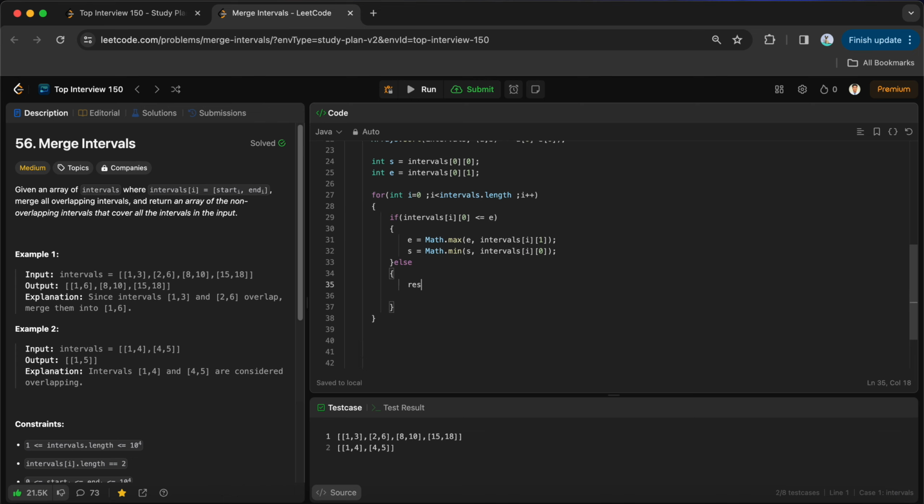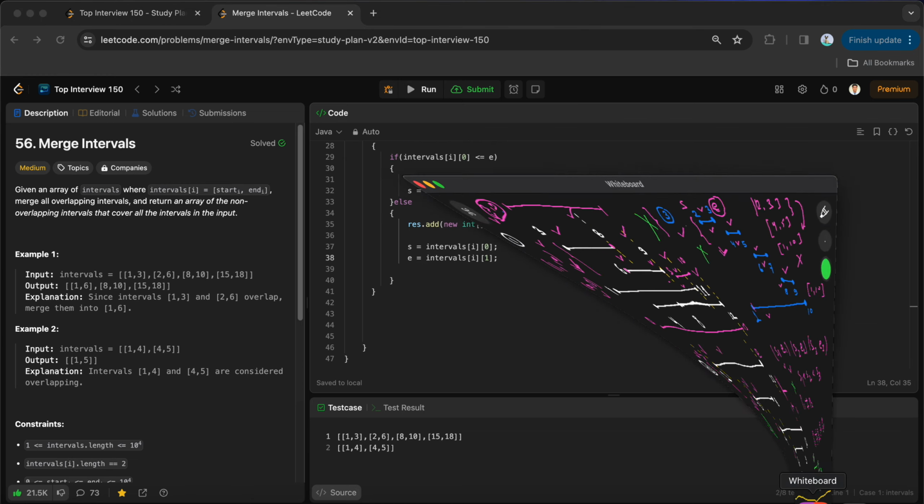First I will store my result, that interval. My start and end I will store. And when it doesn't overlap, a new start and end point will start. So my start point will be intervals, the start point should be here, and the endpoint should be here.